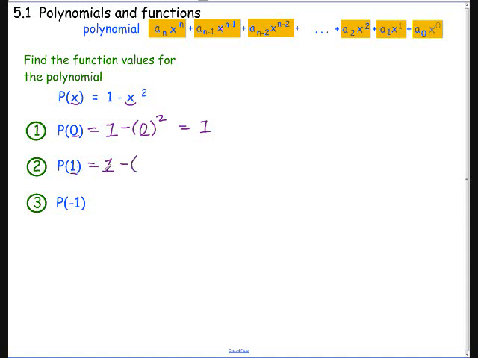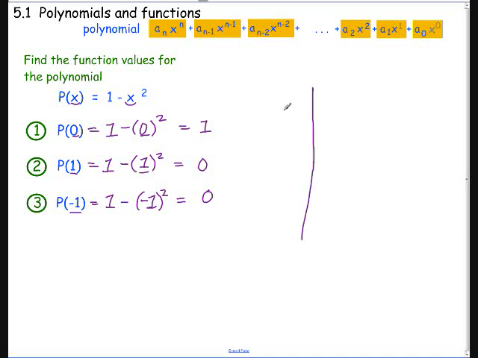Now if we put a 1 in instead of an x or instead of a 0, what do we get? If we subtract 1 squared, we're subtracting 1, we get 0. What does this polynomial equal if I put a negative 1 in? It's supposed to be a negative. If we square a negative 1, what do we get? We get a positive 1, and then we subtract it, we get 0. So those are the function values for this polynomial at 0, 1, and negative 1.